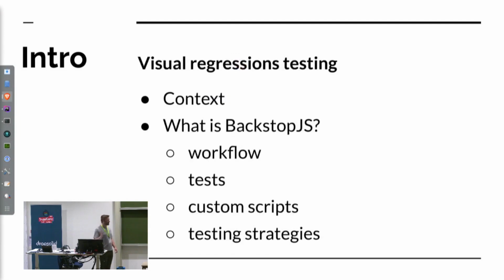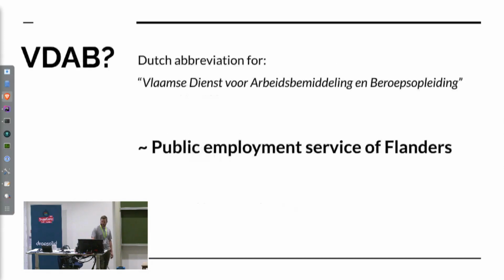I'm going to talk first about some context. What is the VDAB? What do we do there? Then, of course, what is BackstopJS? Some examples of a workflow, how you compose tests, and then some ways we customized Backstop and its scripts, and then some testing strategies and also minor pitfalls we came across, for example.